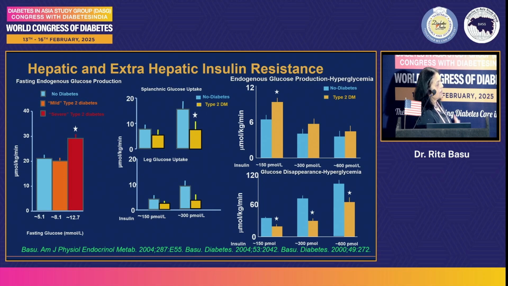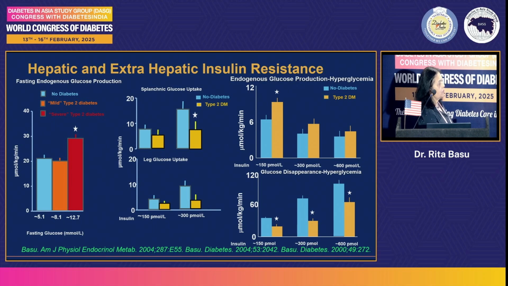And then we did another series of experiments that I did where I did a dose response of insulin, and I showed that under hyperglycemic, hyperinsulinemic conditions, the liver in a person with type 2 diabetes puts out more sugar. So this is in the postprandial condition.